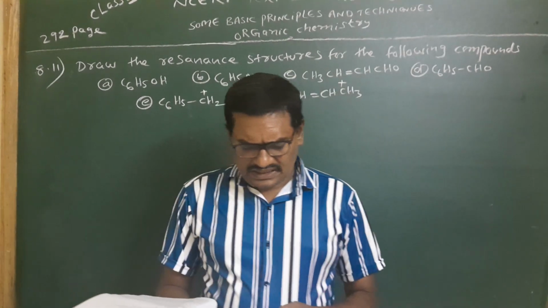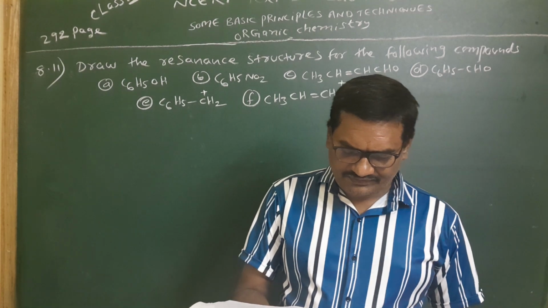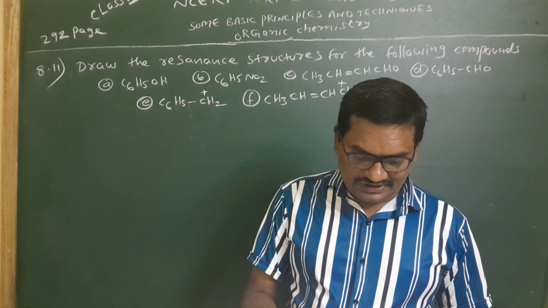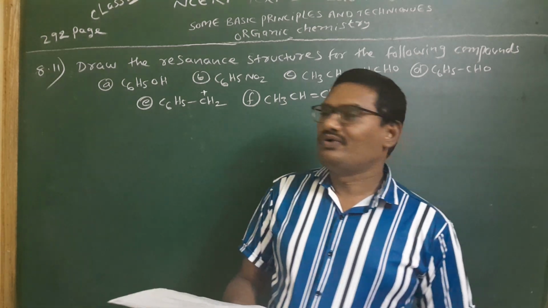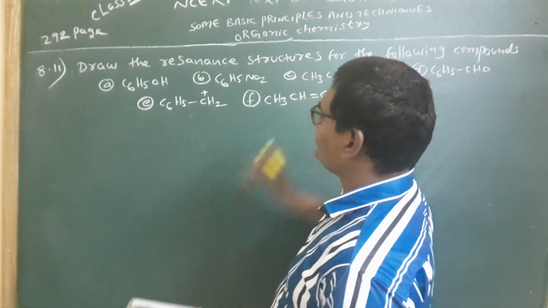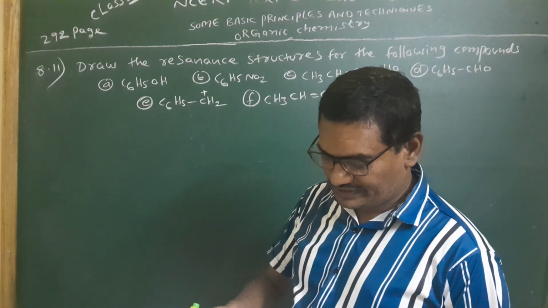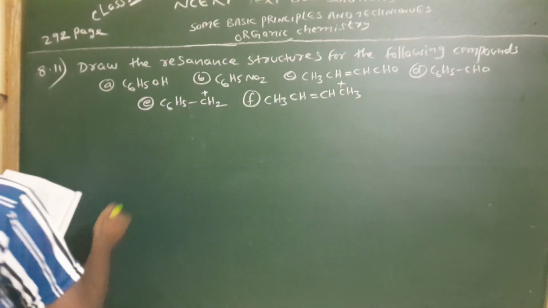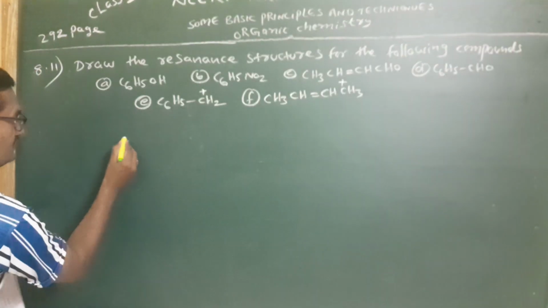8.11. Draw the resonance structures for the following compounds. Show the electron shift using curved arrow notation. So the resonance structures, C6H5OH. So it is phenol. Phenol is C6H5OH.